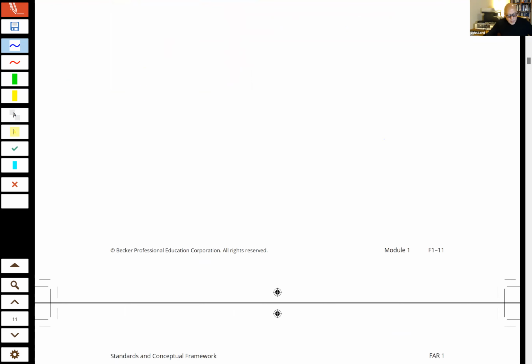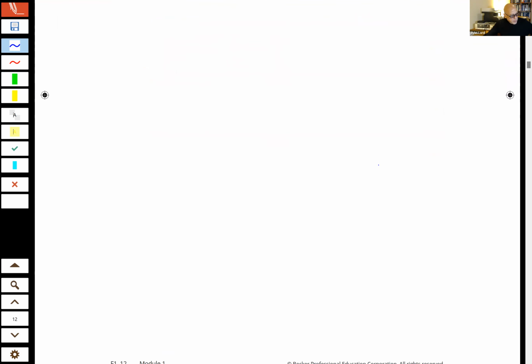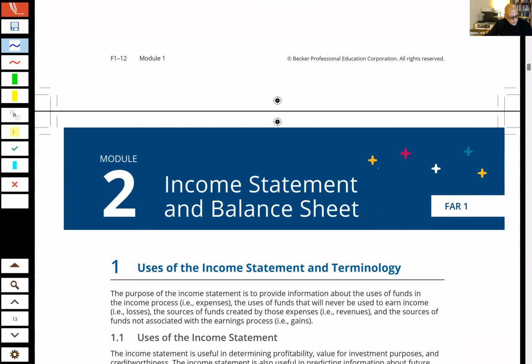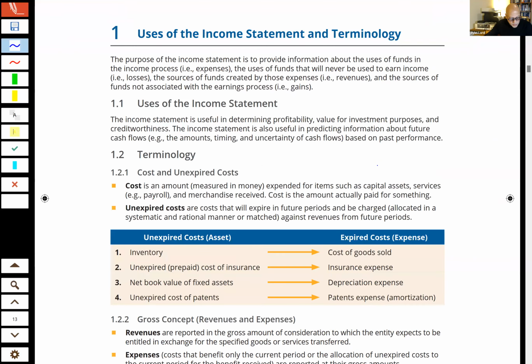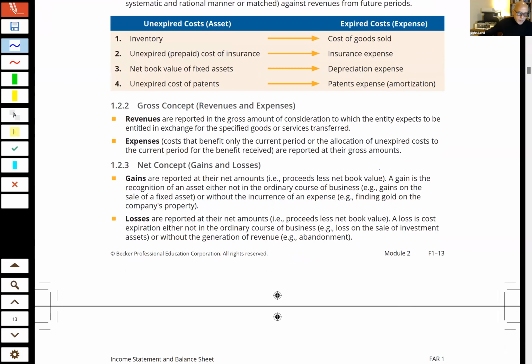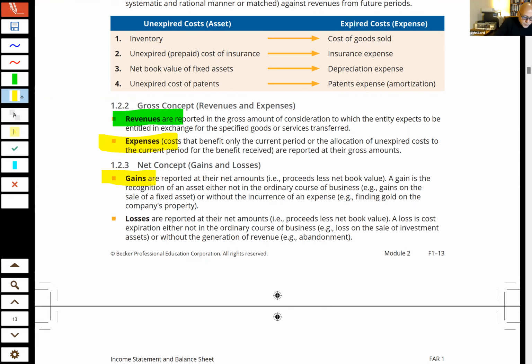And let's go ahead and take a look now at the discussion of the income statement. Okay, and let's start to look at some more terminology. Okay, and you know that on the income statement, we report revenues, we report expenses, we could report gains, we could report losses.